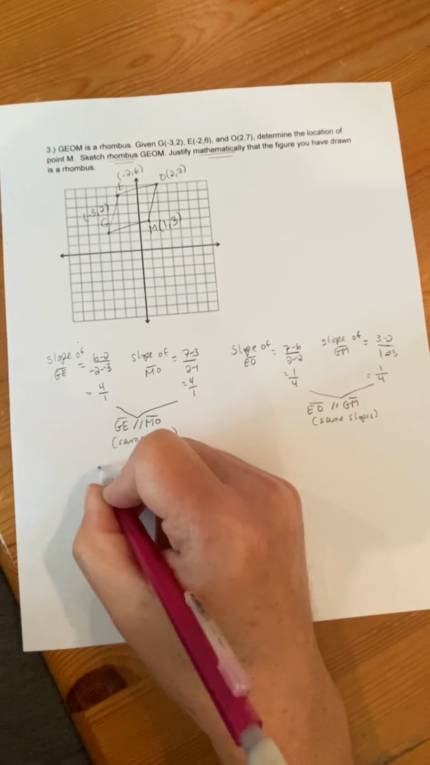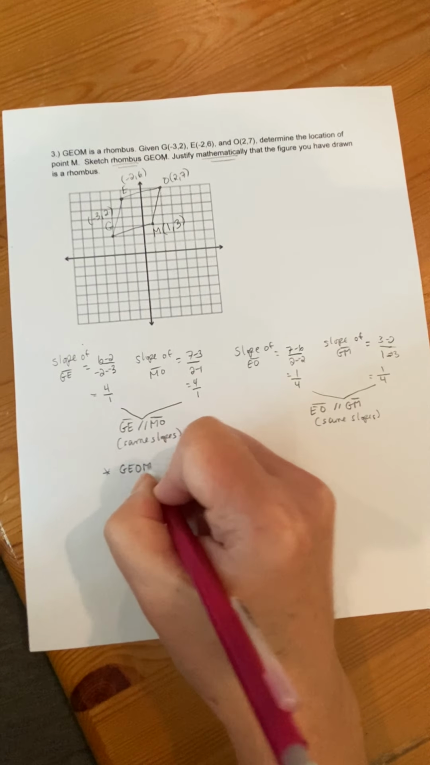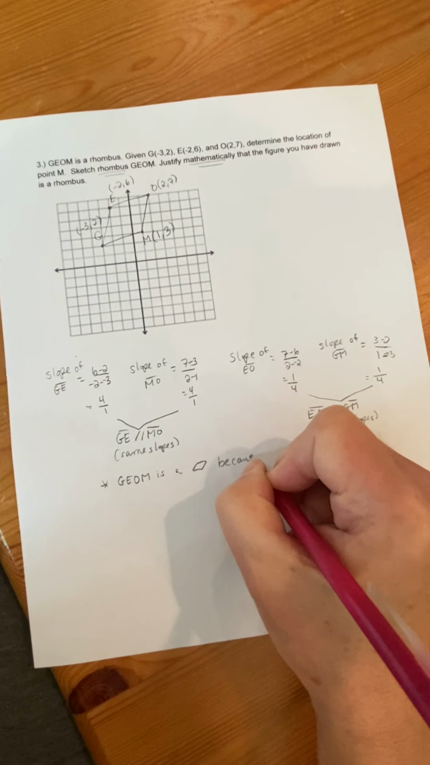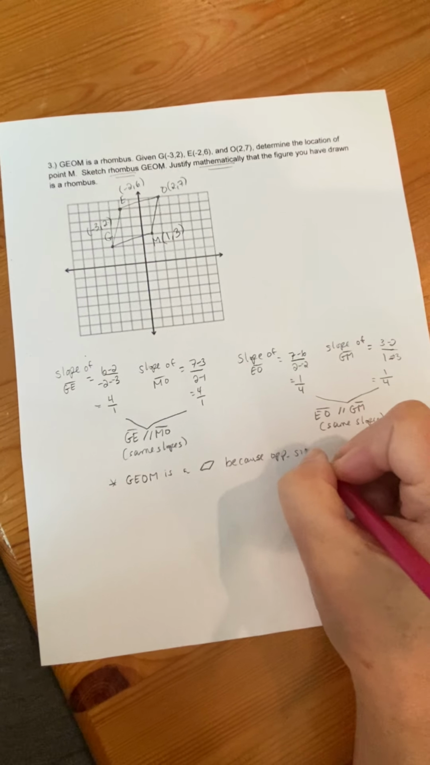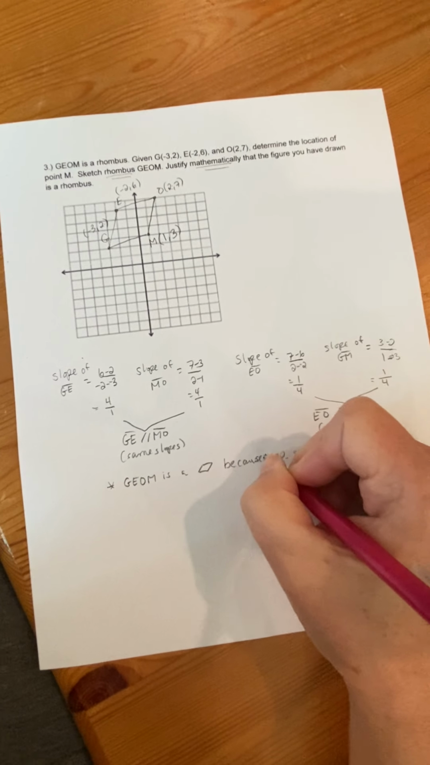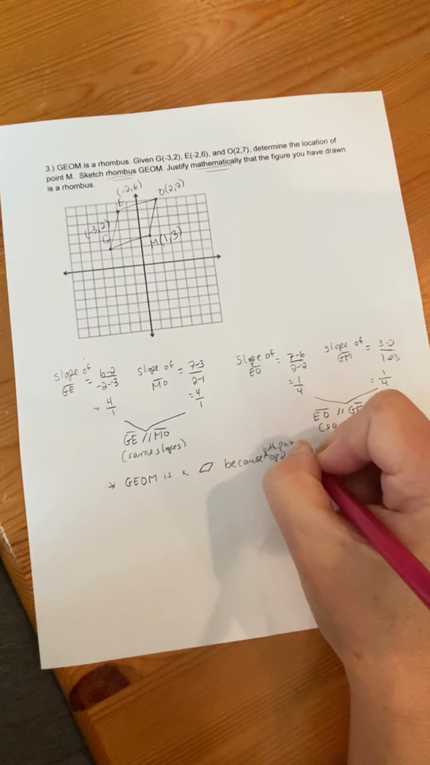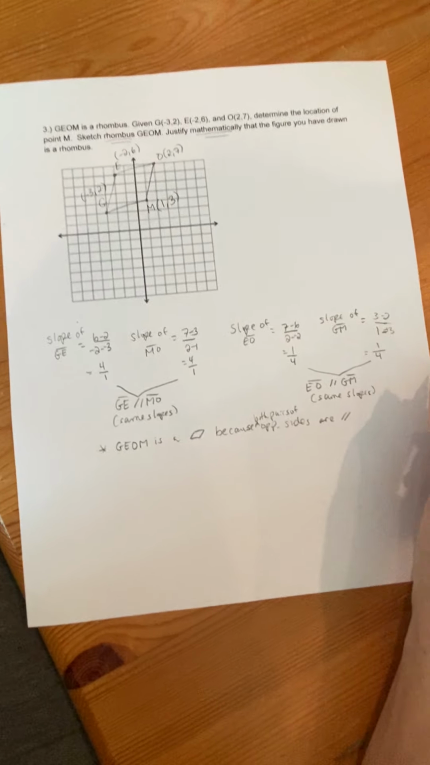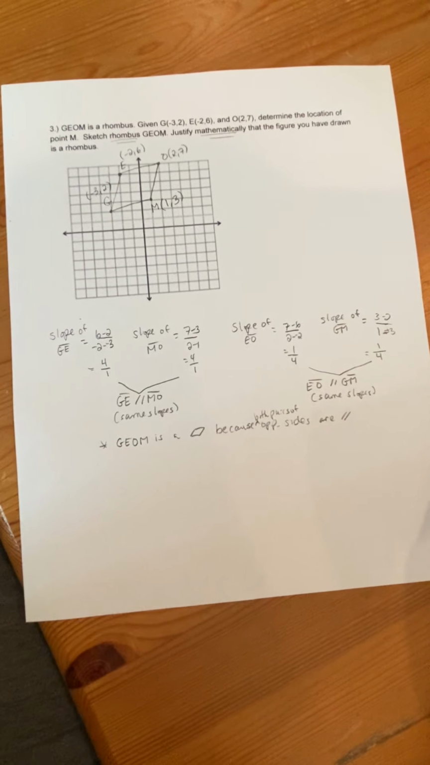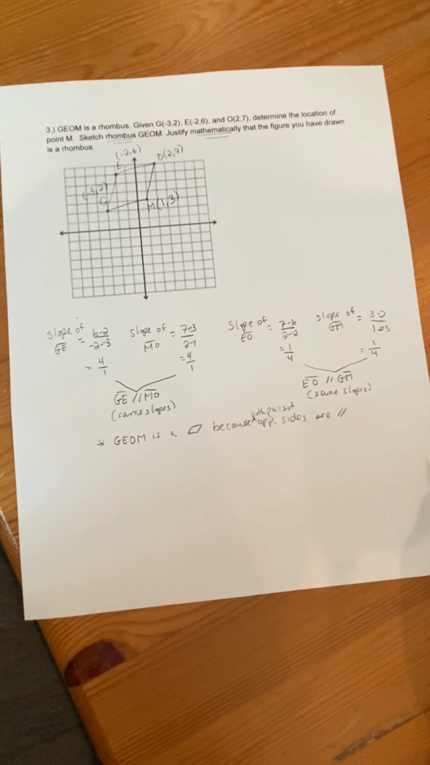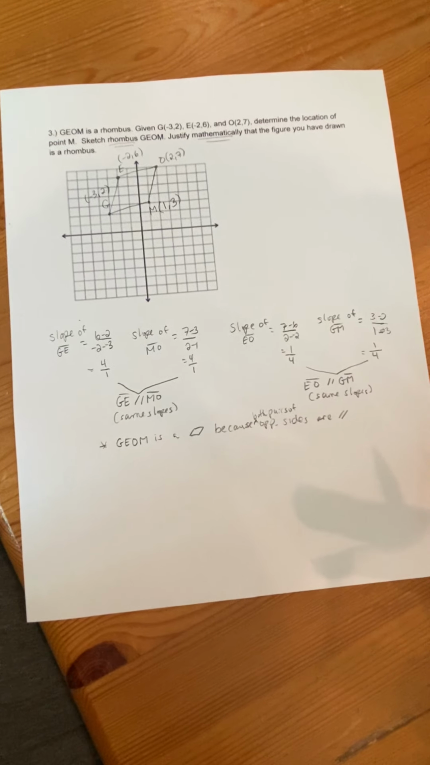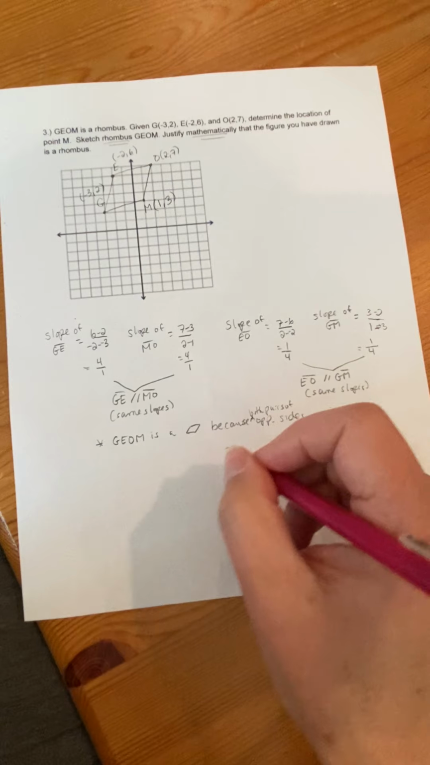All right, so now what do I know here? I know that GEOM is a parallelogram for sure because the opposite sides are parallel. Okay, sorry, both pairs of opposite sides are parallel. But that's not enough. I need specifically a rhombus. So I can prove really that if just any two consecutive sides are congruent, that it would mean that all four sides would be congruent. That would prove that I have myself a rhombus.